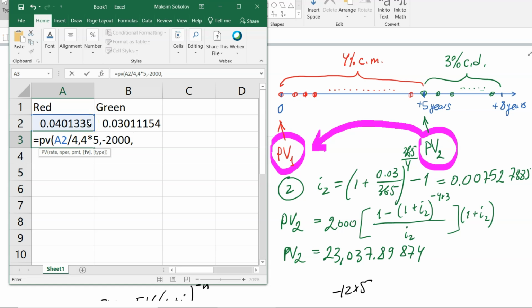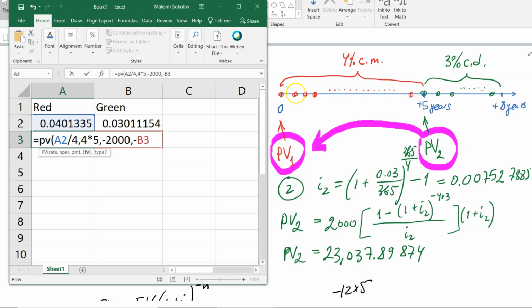Now this is the trick. The future value is going to be in B3. Usually when we find present value in annuity formulas in Excel, we put 0 instead of future value. But in this case, we actually do have a future value, which is PV2. We can consider it in the following way.